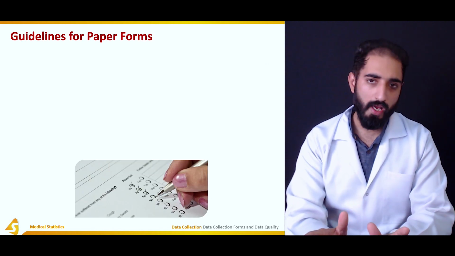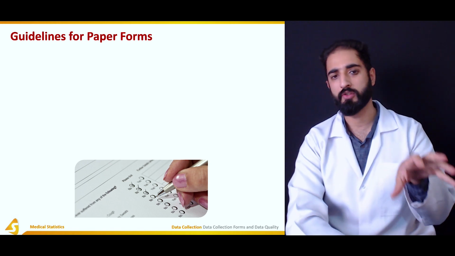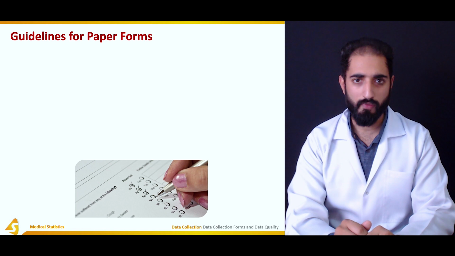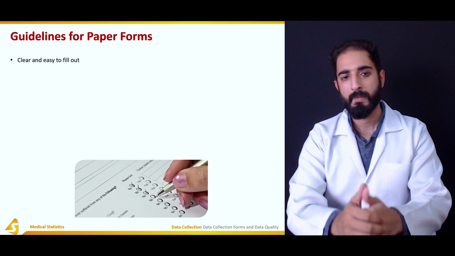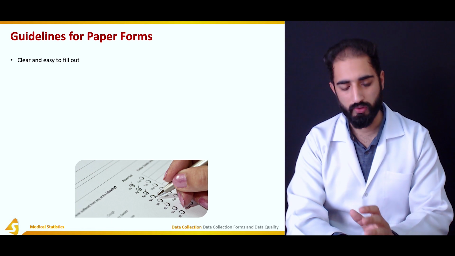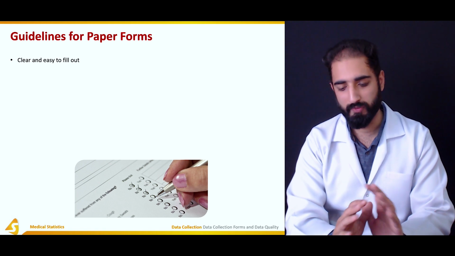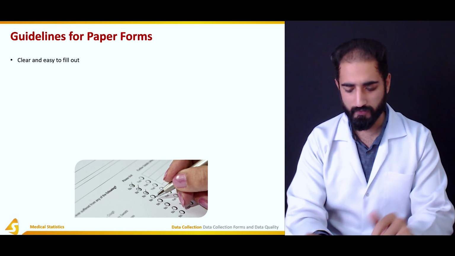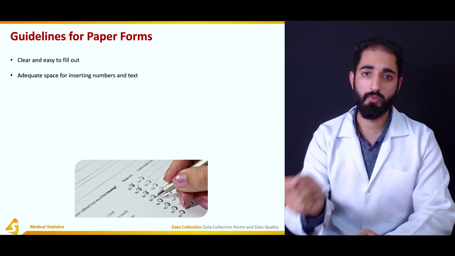Now, we have generalized the guidelines for different types of research forms, and now specifically talking about paper forms. There are also some things that we can take care of to ensure better response to our questionnaires from the participants. First of all, they should be clear and easy to fill out. They should not be cramped, and there should not be a lot of questions here and there, because if the individual filling out the form looks at it, it would be very difficult for him to analyze that. So there should be adequate space for inserting numbers and text for the individual who's filling out the form.